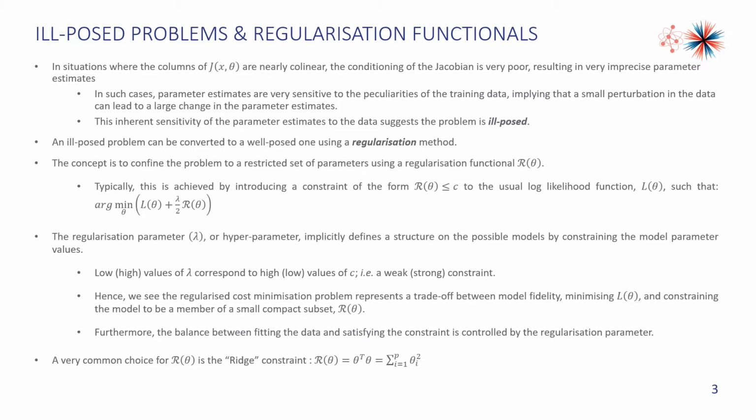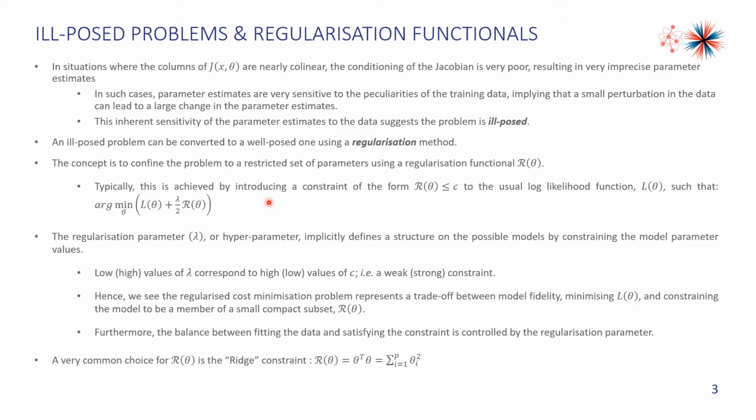An ill-posed problem can be converted to a well-posed one using a regularization method. The concept is to confine the problem to a restricted set of parameters using a regularization functional. Typically, this is achieved by introducing a constraint of the form shown to the usual log likelihood, such that you end up with a hybrid cost function, which is shown there. The form of this is reminiscent of similar approaches used in Lagrangian multipliers in other disciplines.